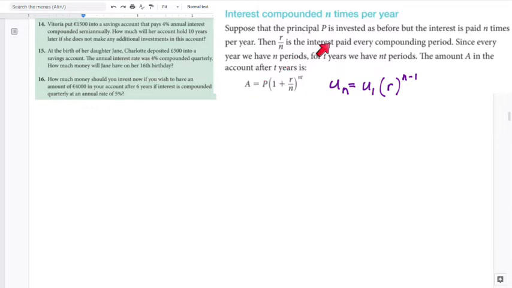Nonetheless, if you can at least look at how the structure is the same, it's a starting value, a rate, and then an exponent, a starting value, a rate, and then an exponent. You can use the same headspace to talk about investments as you do when you talk about geometric sequences.